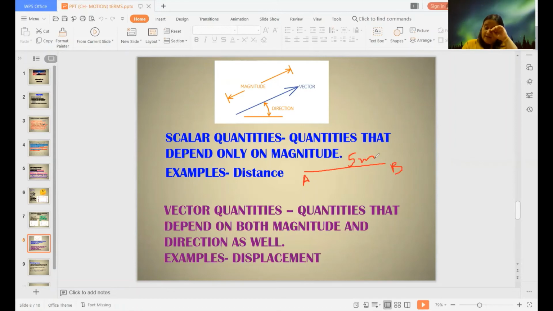So what do you mean by scalar quantity? A scalar quantity is the quantity which only depends on magnitude. It doesn't depend on direction. It doesn't matter whether it is going left, right, up or down, only how much actual path it has covered. That is what the scalar quantity tells us.